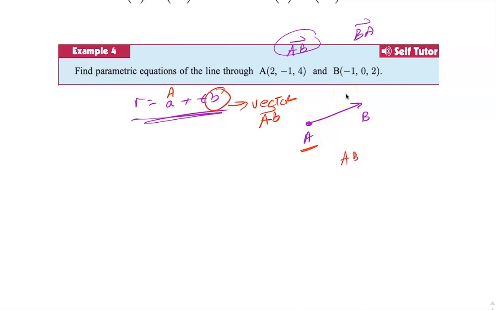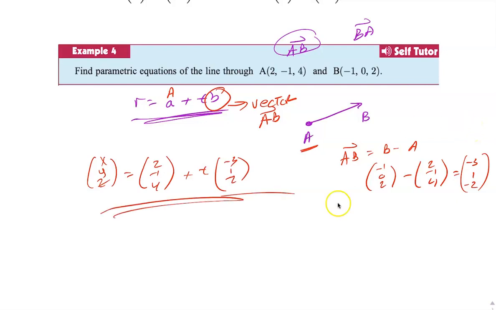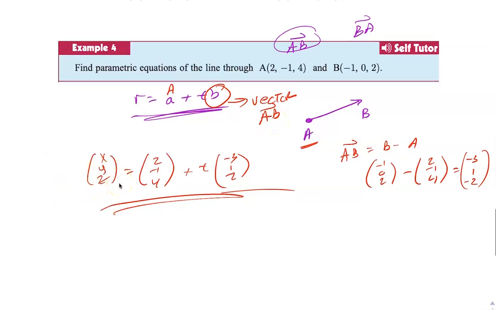So vector AB, which would be B minus A, would be (-1, 0, 2) minus (2, -1, 4), also known as (-3, 1, -2). So my equation is going to be this: (x, y, z) equals (2, -1, 4) plus t times my direction vector, (-3, 1, -2). Again, I cannot stress enough how important this is: your direction vector is not this other point, it's the vector. So you've got to find a vector, in this case AB. If I want to do parametric, I just separate them all. If I want to do the opposite way, BA.